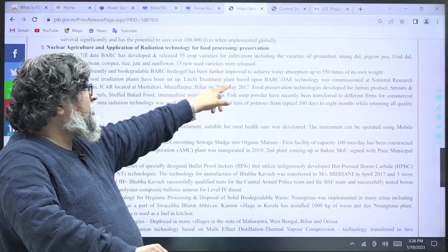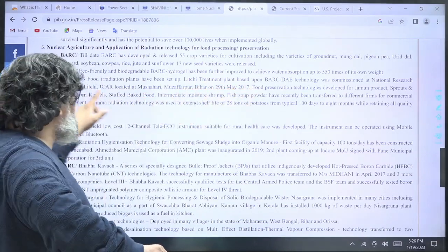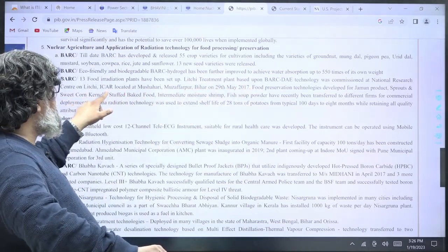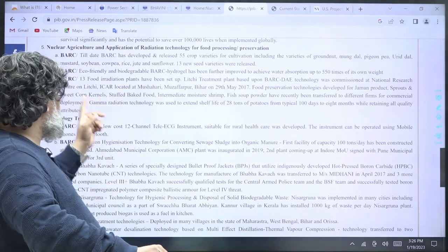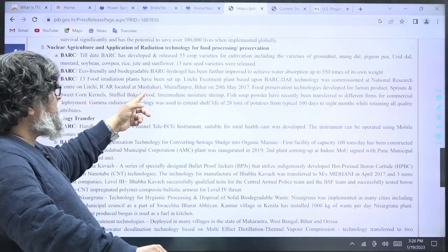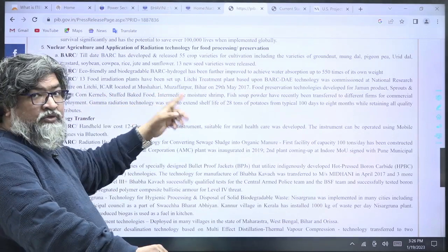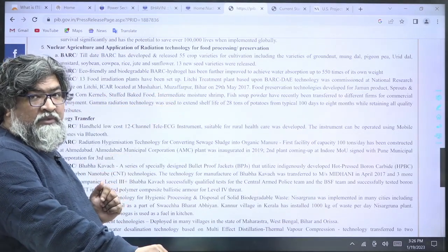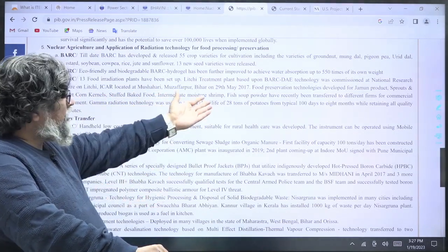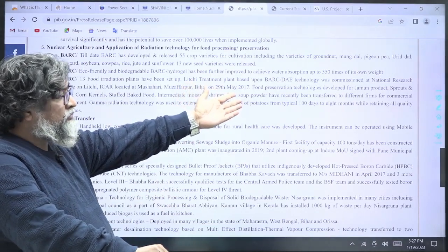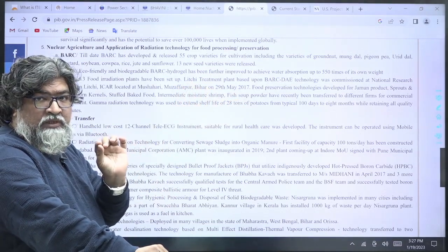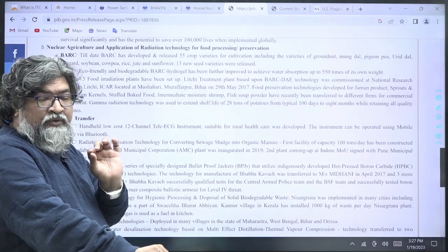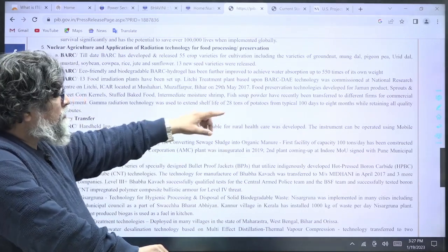Litchi, litchi treatment plant, right? That is in Muzaffarpur in Bihar. Then ICAR, Indian Council of Agriculture Research, कहाँ पर located है? मुसहरी, मुजफ्फरपुर इन बिहार. 2017 May it was set up. It's successfully operating there. Then again food processing technology for jamun. You know jamun. आप सभी लोग जामुन आप खाए होंगे. तो जामुन प्रिजर्वेशन का बनाया गया है.